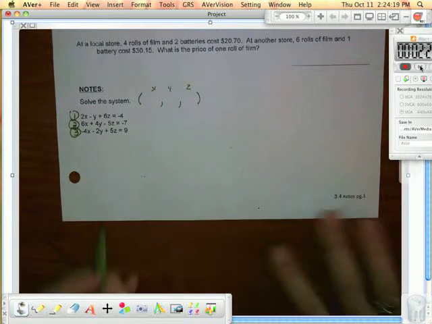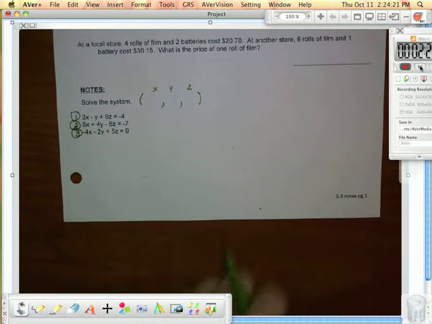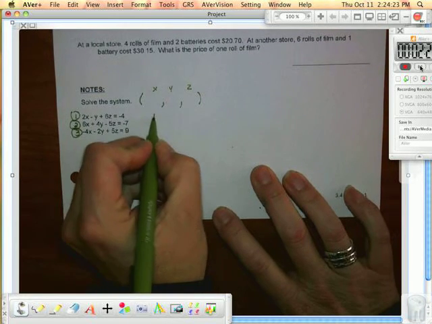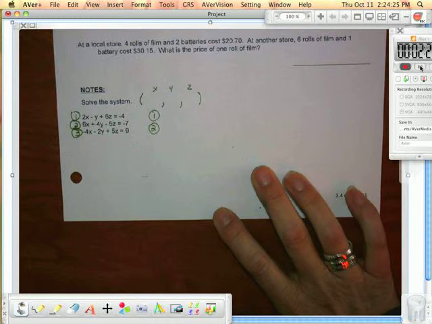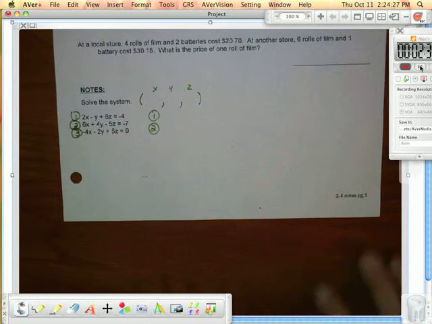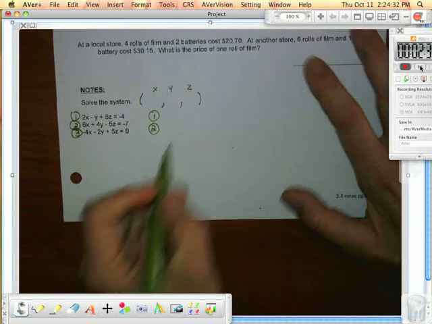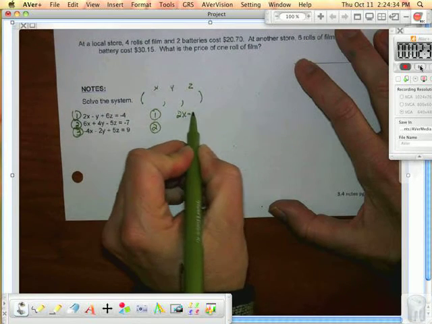So you start with 2 equations. I'm going to just start with 1 and 2, and I'm going to write 1 and 2 over here. And yes, I am going to rewrite the equations. Highly recommend it. Over here, 2x, not too big.